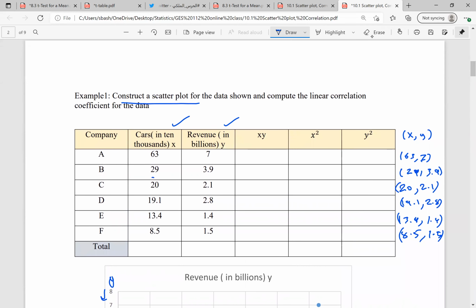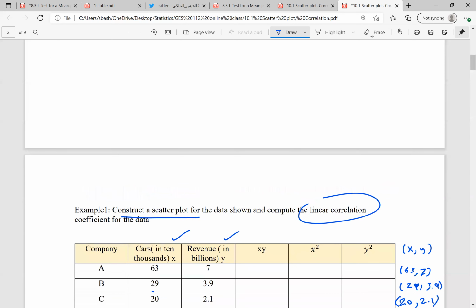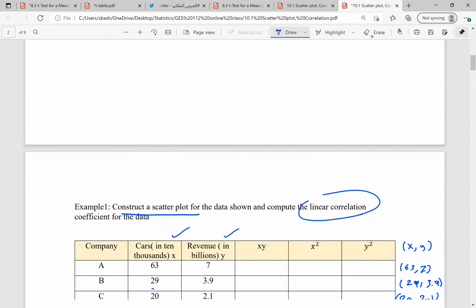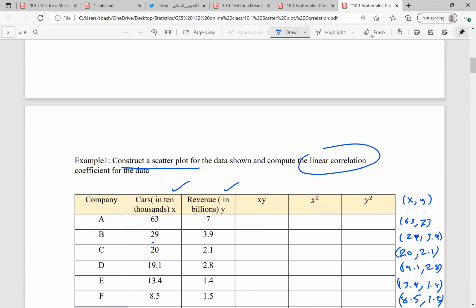Now for the second part, I need to compute the linear correlation. I have x and I have y. If we go back to the formula, we must have xy, the sum of x, the sum of y, x squared, and y squared, all of these. So I need to find x multiplied by y first.